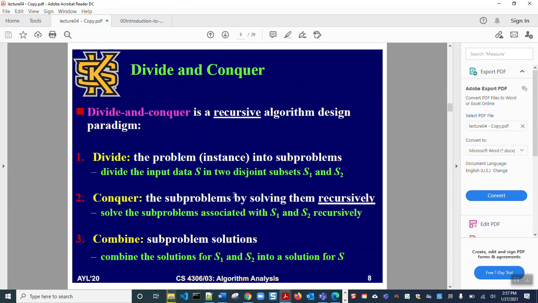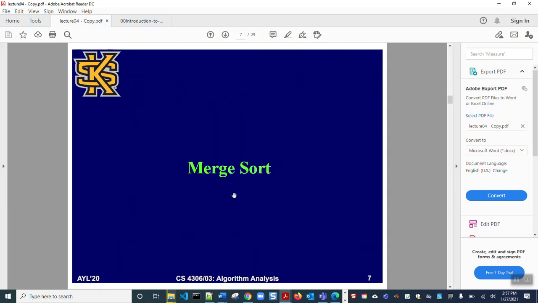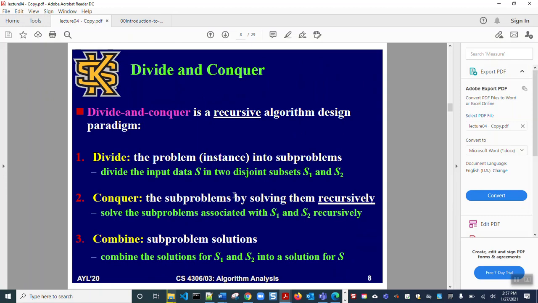Okay, merge sort. How do we solve the merge sort algorithm? Using the divide and conquer method. As we discussed, in the divide process we divide the problem into some subproblems. For instance, divide the input data. If my data is an array A, we call it S, and divide it into disjoint parts, with no overlapping, subsets S1 and S2, so that the union of S1 and S2 becomes S.